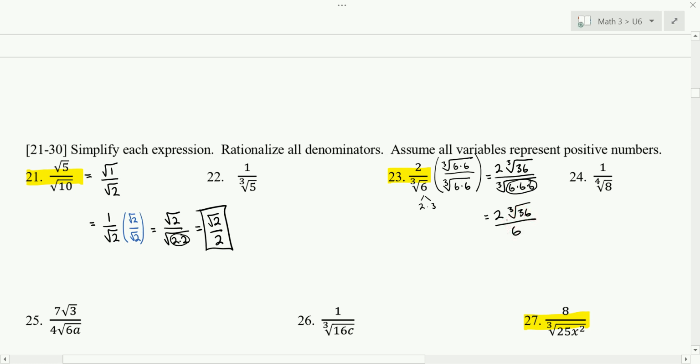And then we can reduce our numbers, the 2 and the 6, divide them by 2, and you end up with 1 cube root of 36 over 3. We cannot divide the 36 by 3. 1's underneath the cube root, 1 is not.